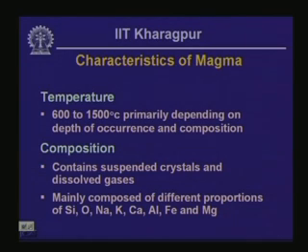Now, if you look at the mineralogical composition, then you will see that magma is mainly composed of about 7 or 8 elements, and they are silicon, oxygen, sodium, potassium, calcium, aluminum, iron and magnesium. So, these are the major components. They form the major proportion of the mass of the molten, partially molten material.